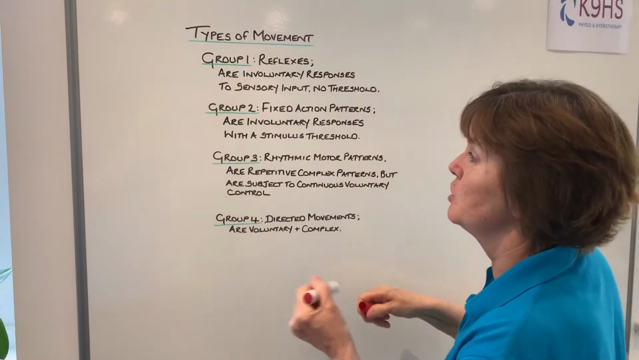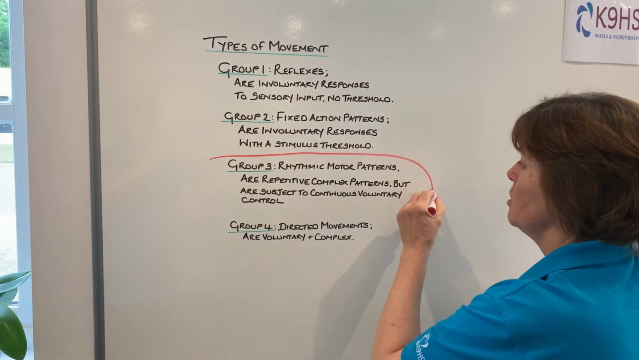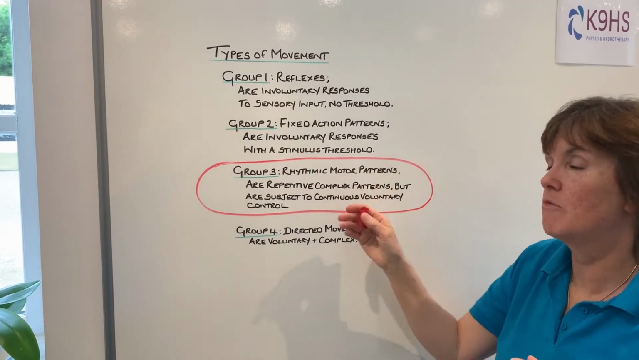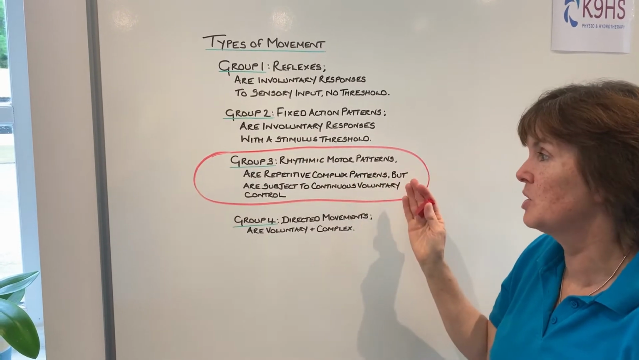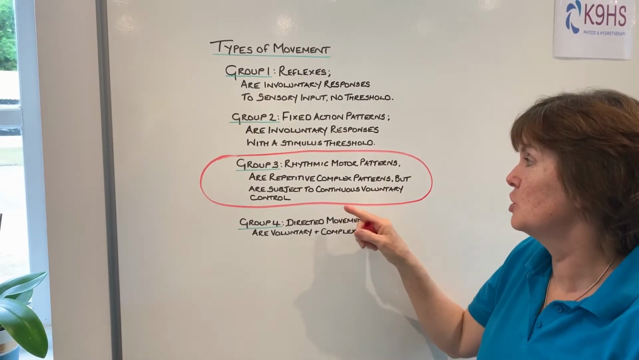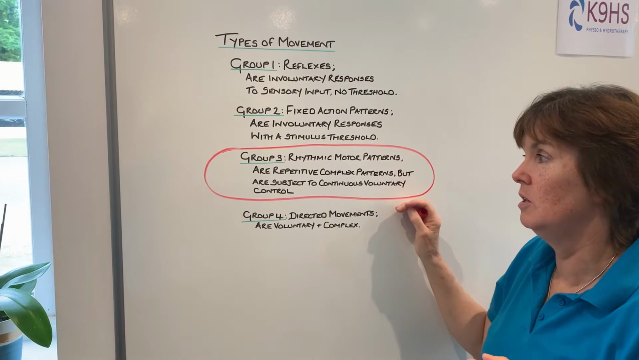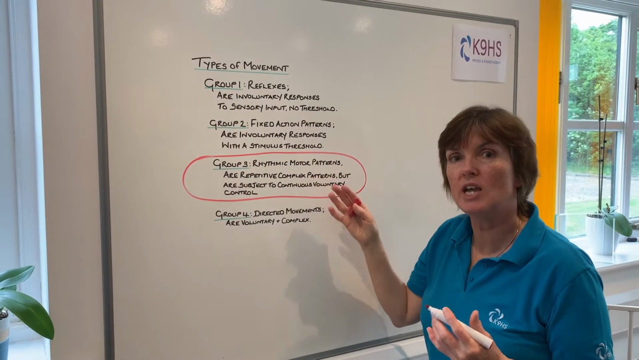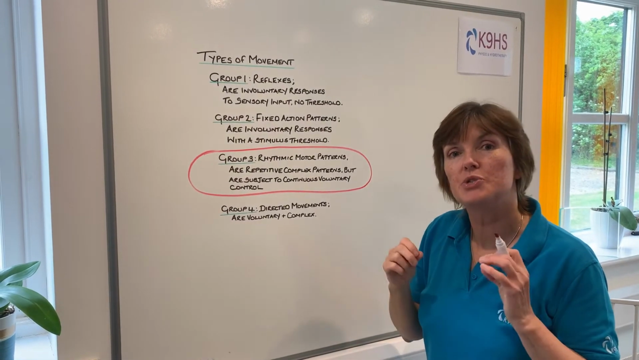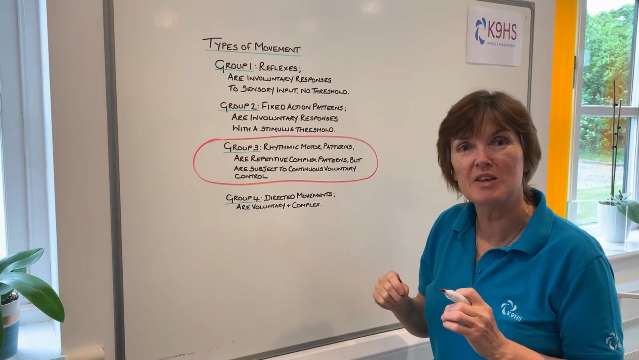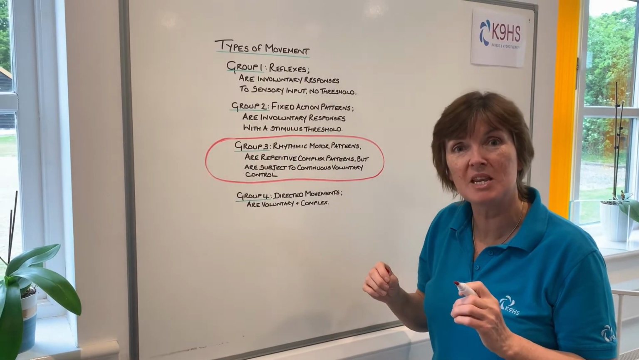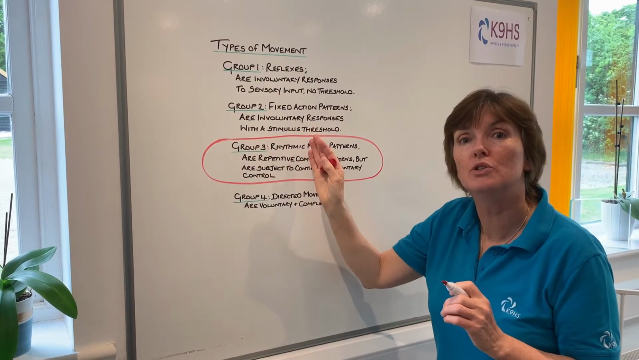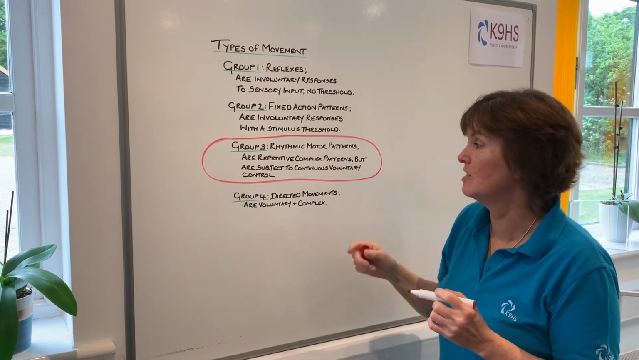This group is all about natural balanced motion in the dog. They are rhythmic motor patterns, they're repetitive, complex patterns, but they're subject to continuous voluntary control. The dog is innately designed and uses CPGs, which it has in abundance. These are your central pattern generators. They've got so many in their thoracic and lumbar spine, and these give this rhythmic motor output, and we're going to talk about those in the next point.